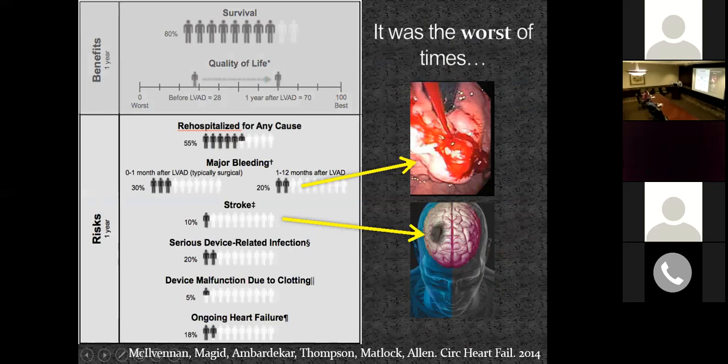And then some people have ongoing heart failure. It's a left ventricle assist device. If the right side of your heart's still having trouble, and that's still causing your symptoms, then it doesn't treat that side. So is there for some reason not an RVAD?